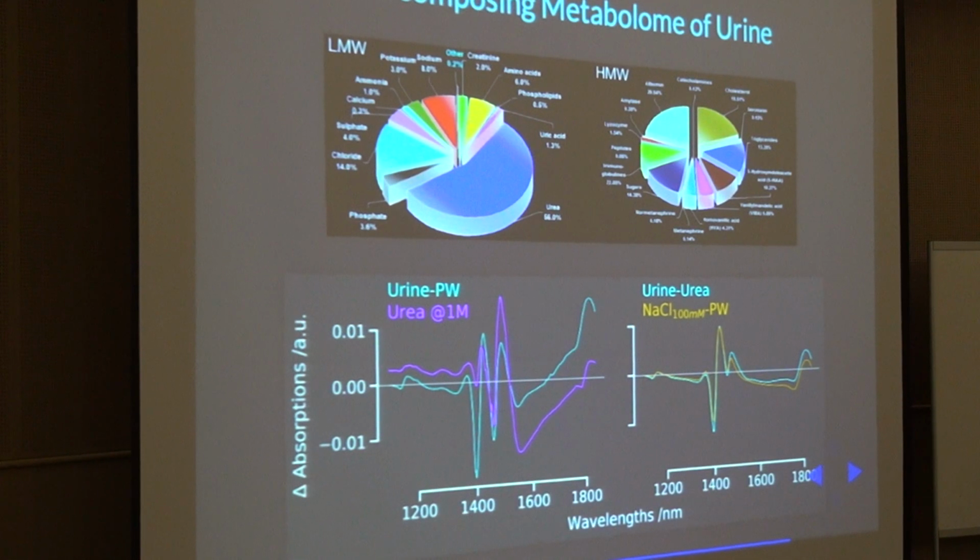And to understand what that means, I also took a spectrum of just pure urea solution at 1 molar, in this magenta. So what I want to argue here is that most of the variation in urine when pure water is removed comes from urea, which means that these spectral patterns are very, very similar. Because of that, I didn't subtract. I wanted to add something, not just subtract pure water.